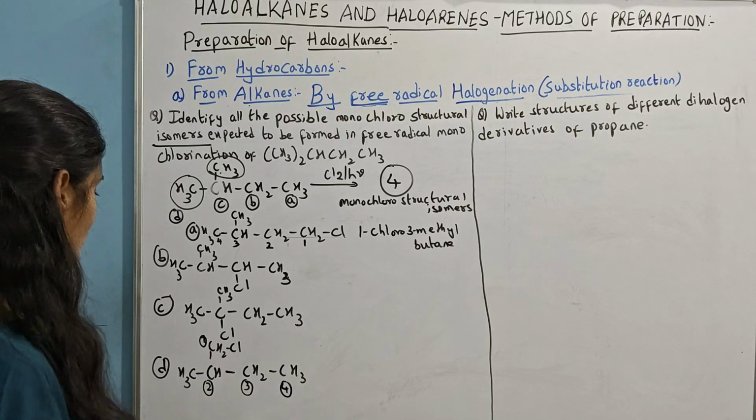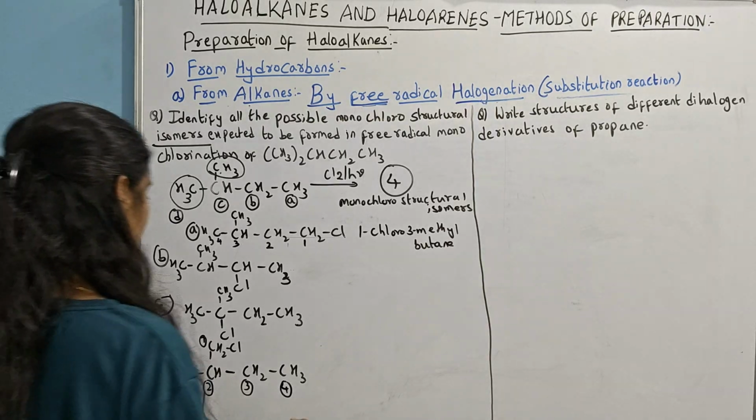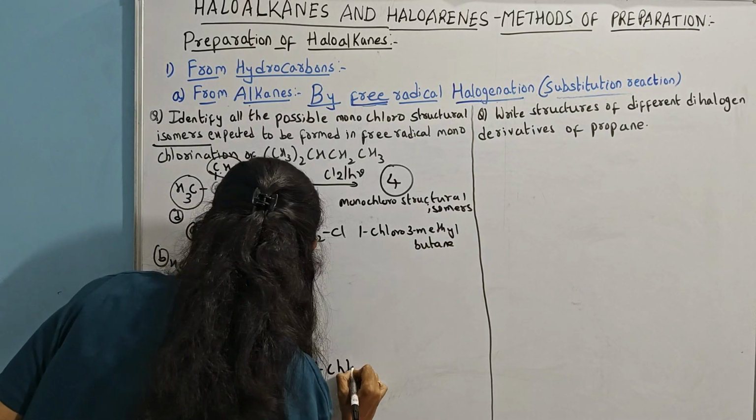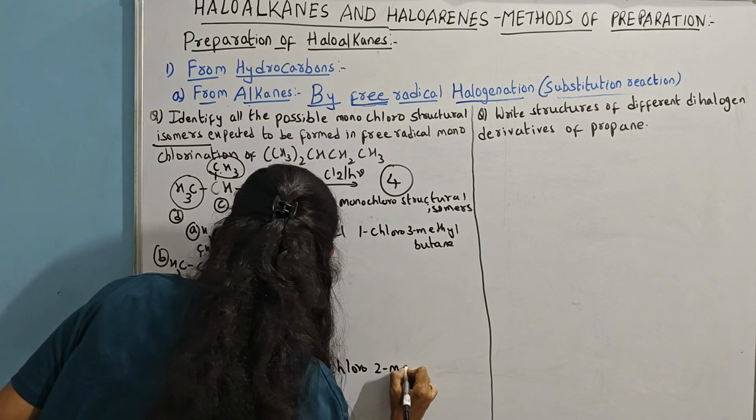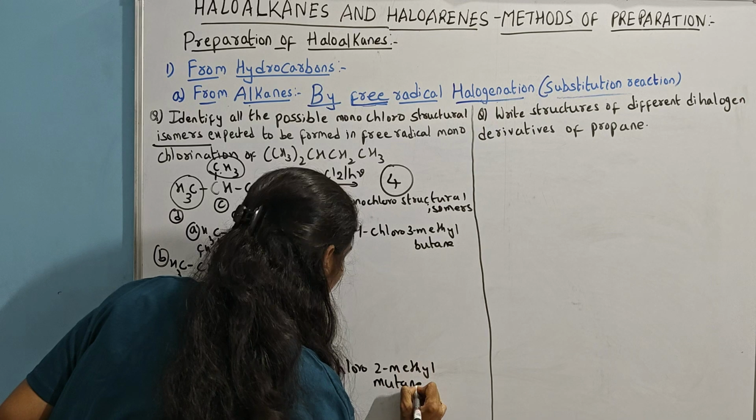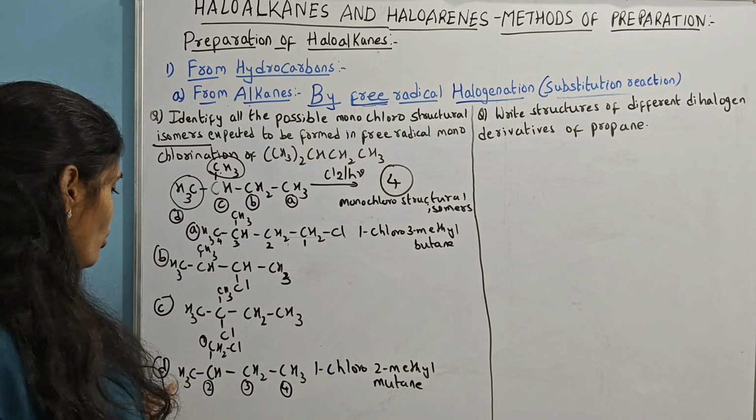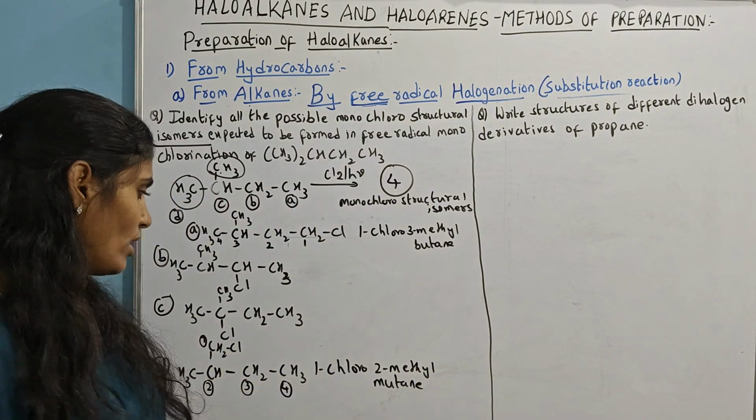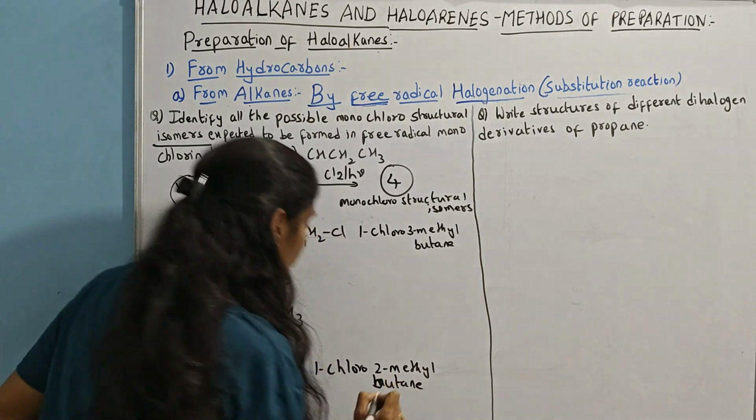Okay, what will be the name here? 1 chloro, 2 methyl. Okay, 1 chloro, 2 methyl, and the main chain has 4 carbon atoms. So 1 chloro, 2 methyl butane.